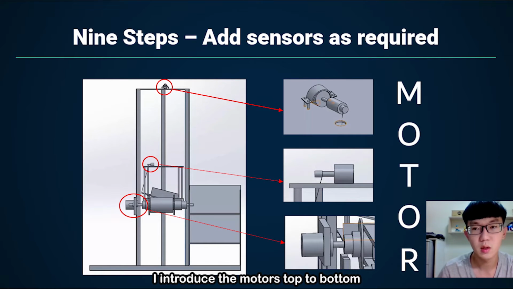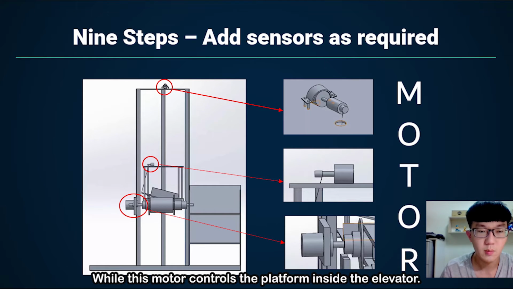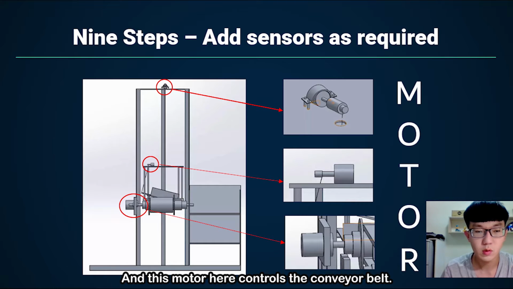I will introduce the motors. This motor here controls the movement of the elevator, while this motor controls the platform inside the elevator, and this motor here controls the conveyor belt.